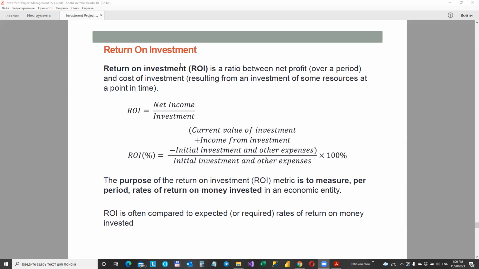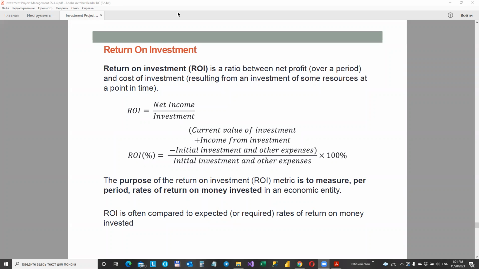So let us start from the return on investment, or ROI. It is a ratio between net profit over some specific period and a cost of investment, resulting from an investment of some resources at a point in time. A high ROI means the investment's gains compare favorably to its cost.